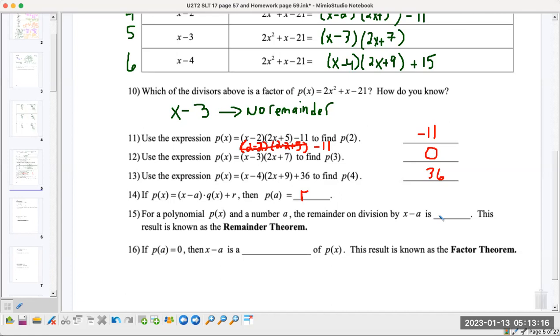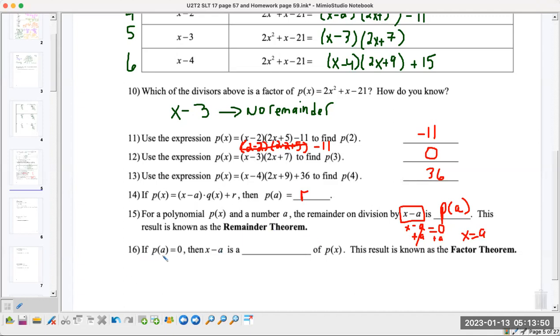because this would be a factor. And when I set that equal to 0, right, I'm going to add a to both sides. So that's what that means. And then the a's cancel out, and then x would be equal to a positive a. So therefore, p of a. This result is known as the remainder theorem.